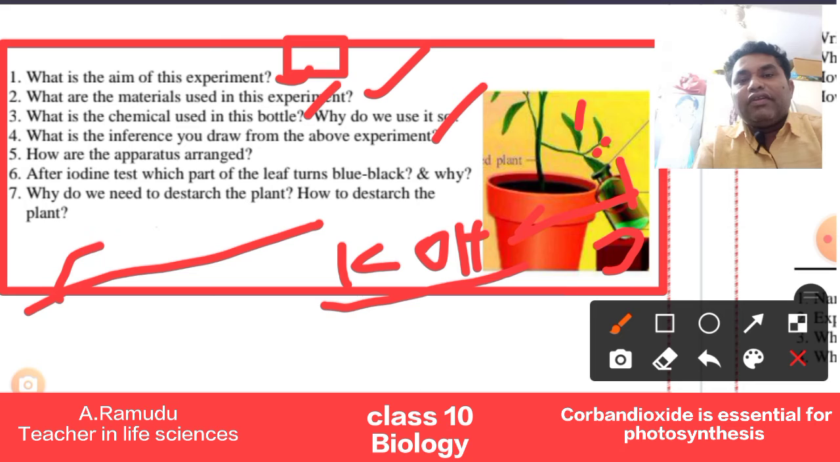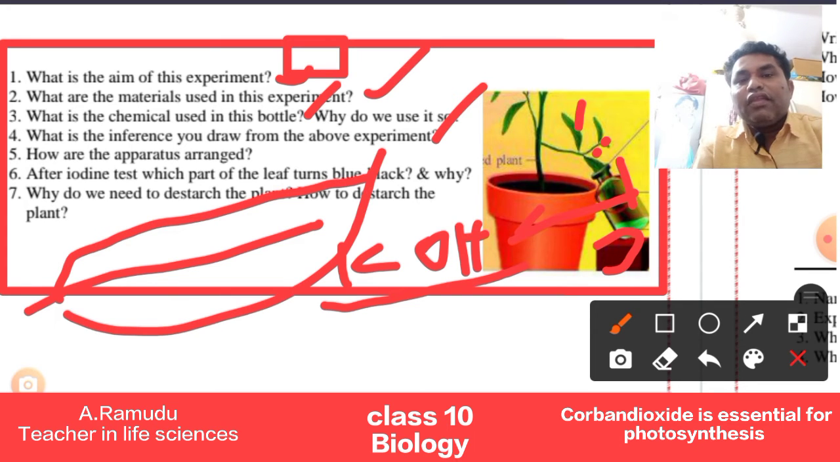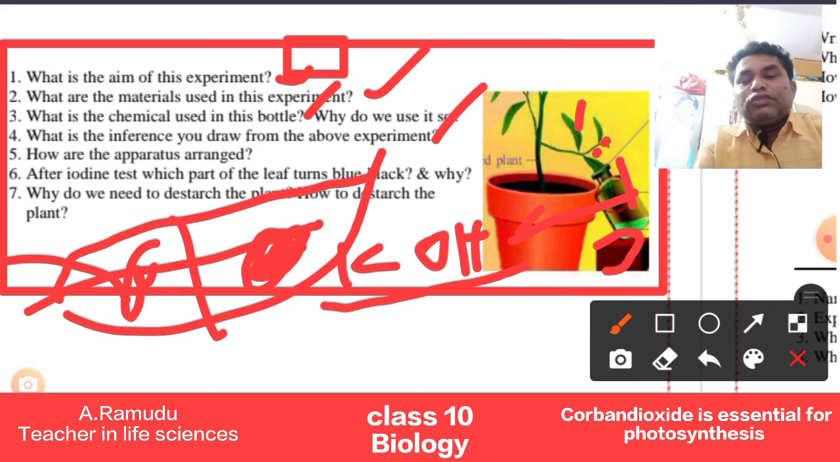And here after testing, what happens? The leaf which is present inside the bottle does not turn blue black. The leaf which is present outside the bottle turns blue black. Why? Because it receives the carbon dioxide. The half of the leaf outside the bottle receives carbon dioxide, hence it turns blue black. The part of the leaf inside the bottle does not receive carbon dioxide, hence it does not turn blue black.